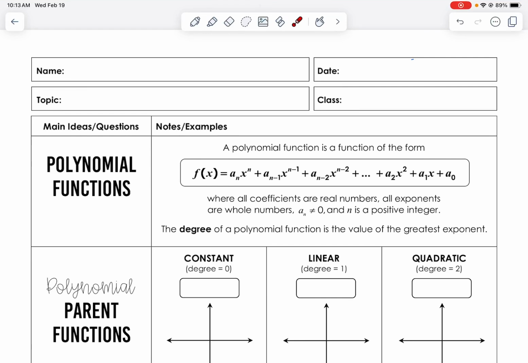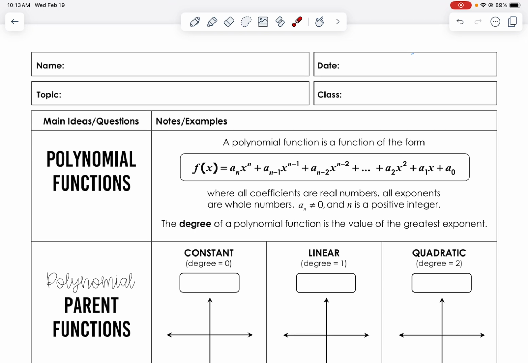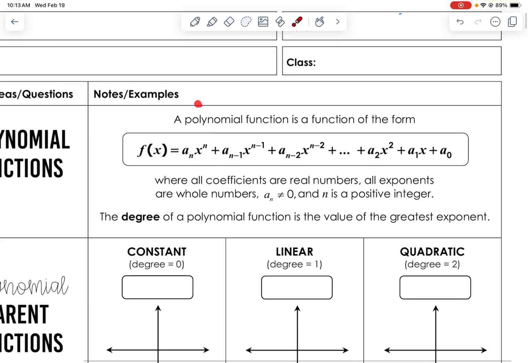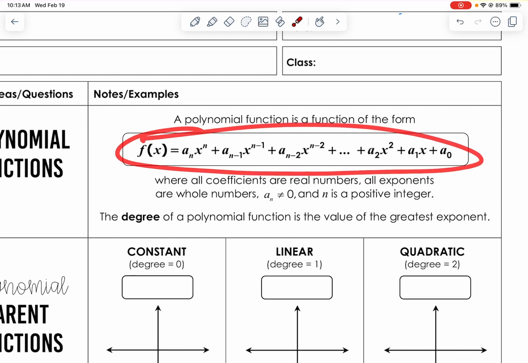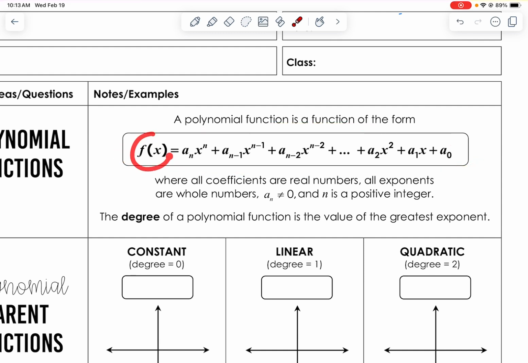Alright, so in today's video, I wanted to go ahead and go over the attributes of polynomial functions. Before we get into the graphing part of this worksheet, let's talk about this top piece right here. It says a polynomial function is a function of this form right here. Please don't forget, whenever you see f of x, that is the same thing as y.